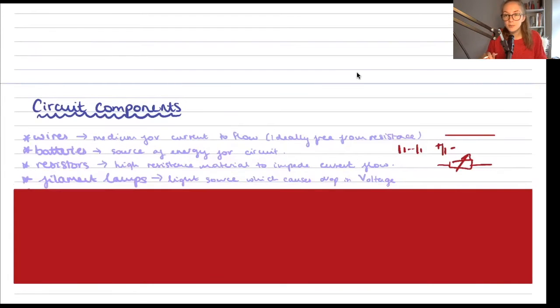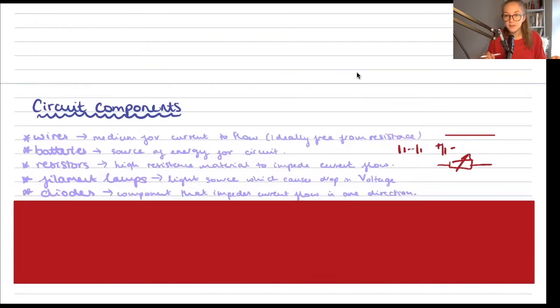A filament lamp, basically just a lamp, a light source, which causes a drop in voltage. Diodes allow current to flow in one direction only and impede current flow in the opposite direction. Symbol for the lamp like that. Symbol for the diode is something like this, where it will allow current to flow in this direction only, in the direction that your triangle points.